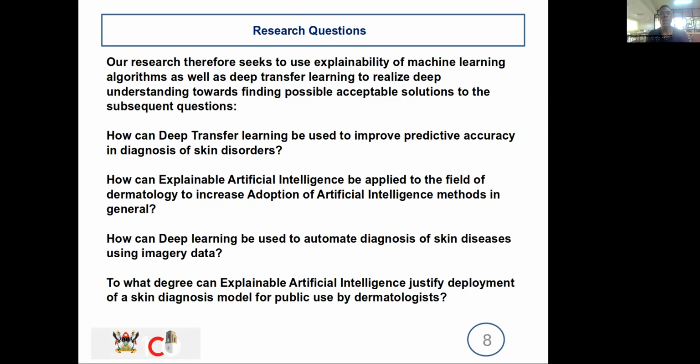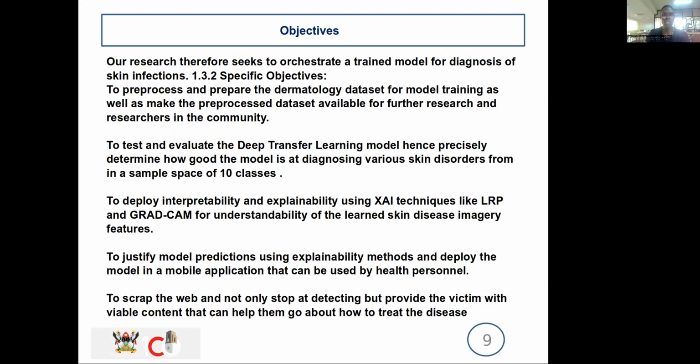How can explainable artificial intelligence be applied to the field of dermatology to increase adoption of artificial intelligence methods in general? How can deep learning be used to automate diagnosis of skin diseases using imagery data? To what degree can explainable artificial intelligence justify deployment of a skin diagnosis model for public use by dermatologists? Those are the research questions.